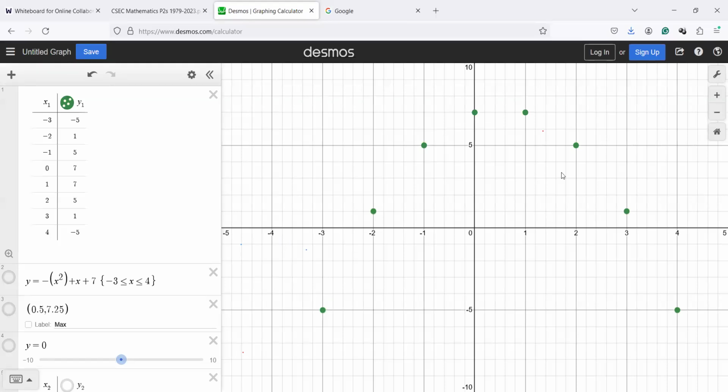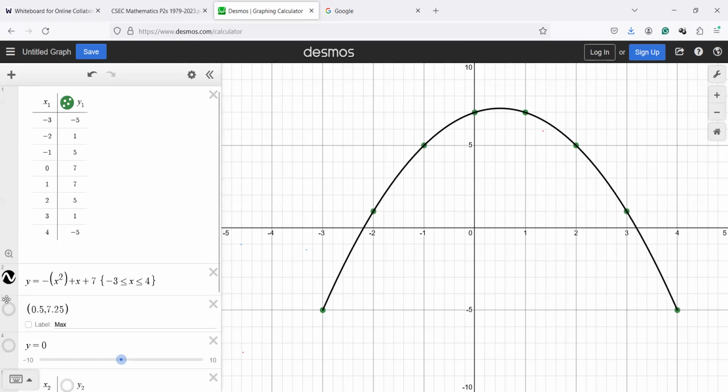So those would have been the points that you would have plotted on your graph, and then your curve should look something like that. So in this case, we would have a maximum then. And the maximum point, yes, will be that point at the top there.